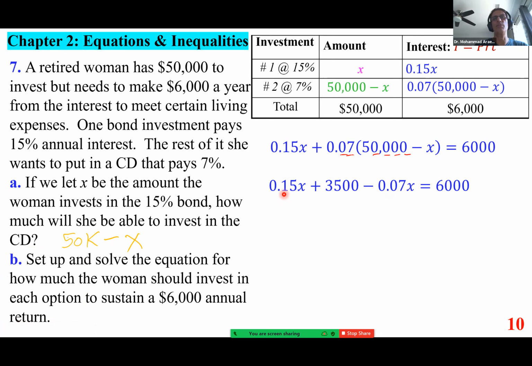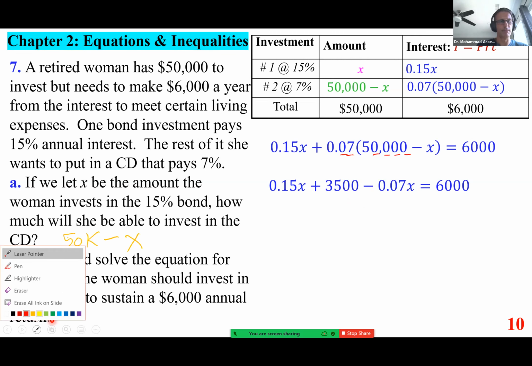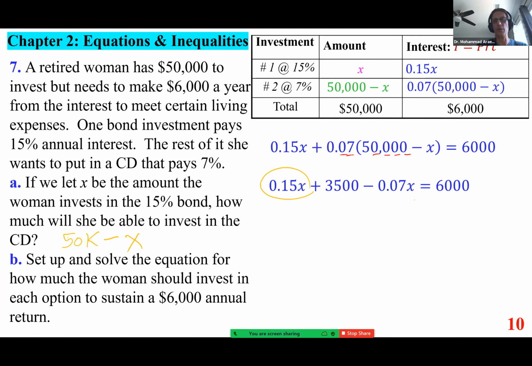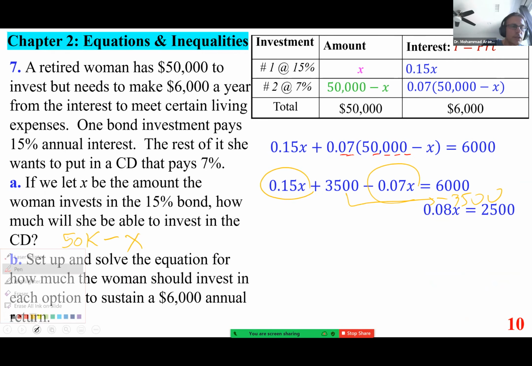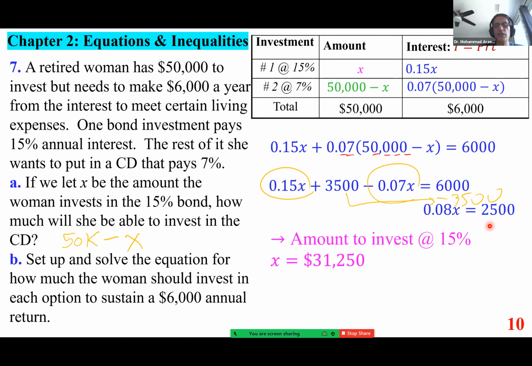0.07 subtracted from 0.15, you get 0.08. 3,500 subtracted from 6,000. We're going to move it to the other side. In other words, these two, we put them together. And this one we subtract from the other side. And 0.08X is 2,500. All you have to do is divide both sides by 0.08, and there you have it.